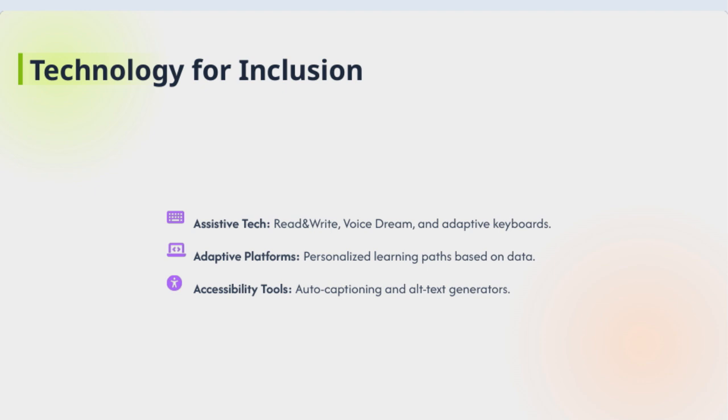Finally, we have assistive technologies such as Read and Write, Voice Dream, and adaptive keyboards. These tools support students with diverse needs, whether they're using text-to-speech, speech-to-text, or specialized input devices, to interact with content more comfortably and effectively. All of these technologies are critical pieces of the broader goal of inclusion. They help break down barriers and ensure that all learners have equal opportunities to succeed. When we integrate these tools thoughtfully, we're moving closer to truly inclusive education for everyone.